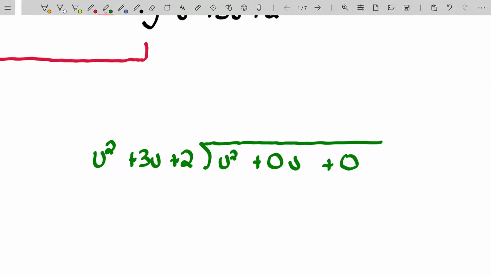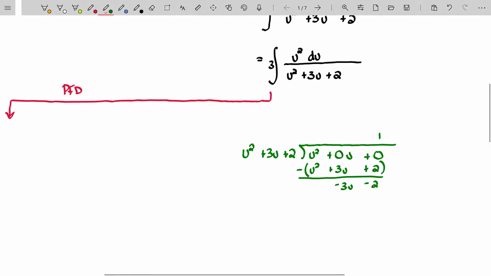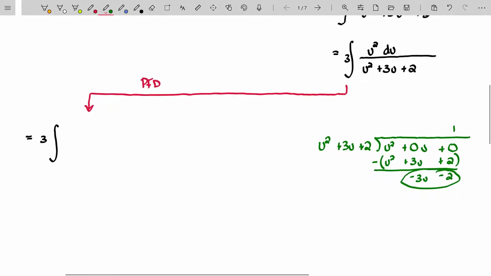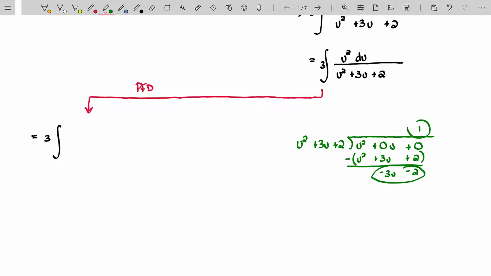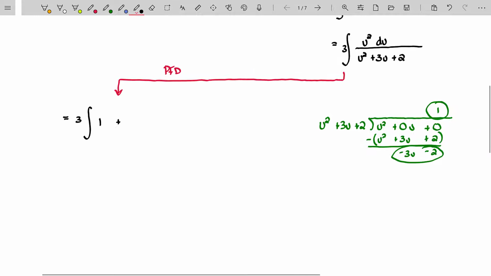We can see u squared goes into u squared once, multiply back through to check the work, that'd be u squared plus 3u plus 2, and then you subtract all that. You'll get a negative 3u and a minus 2, and you're pretty much done with your long division because that's the remainder. And so we know the integrand, which is u squared divided by u squared plus 3u plus 2, can be rewritten as the quotient 1 plus the remainder over the divisor.